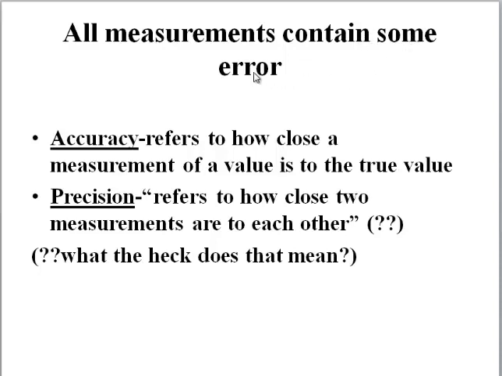There are two terms used to discuss this error. Accuracy refers to how close a measurement of a value is to the true value. Most people understand the meaning of the word accurate. For example, if I weigh 170 pounds and step on a scale and it says I weigh 387 pounds, that scale is not very accurate.